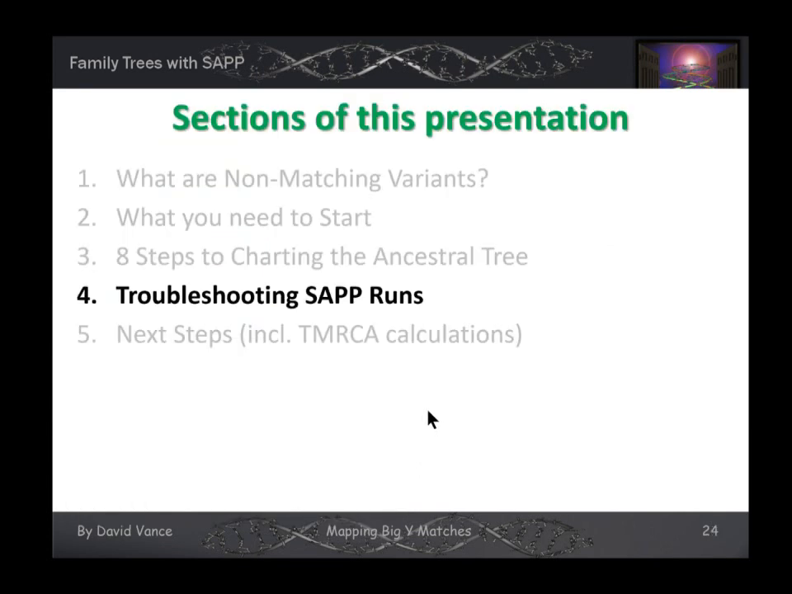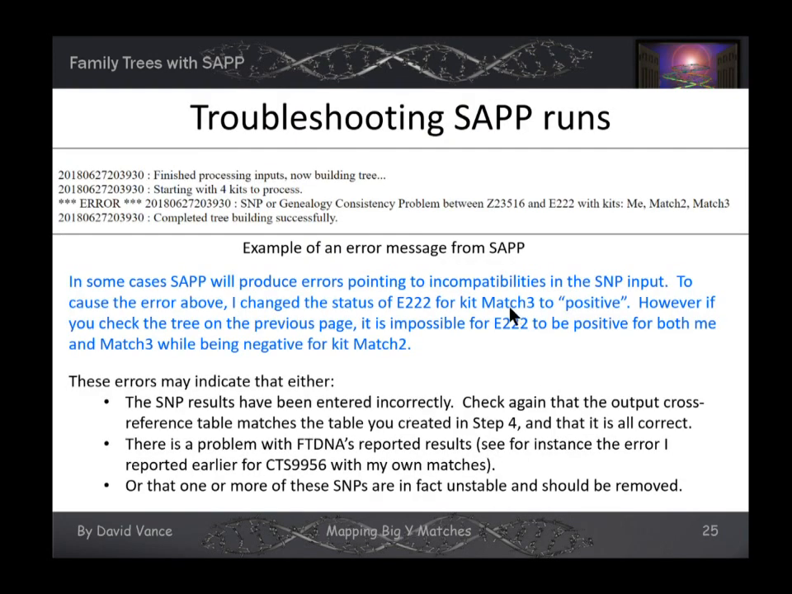After we do this, there may be some errors that come up during the run. So let's take a look at the likely errors that we're going to see. They're mostly in this format. If you have a consistency problem between 2 SNPs in certain matches, it'll show up as an error that says SNP or genealogy. In this case, it's going to be SNPs, not genealogy data. Consistency problem between these 2 SNPs in these 3 kits.